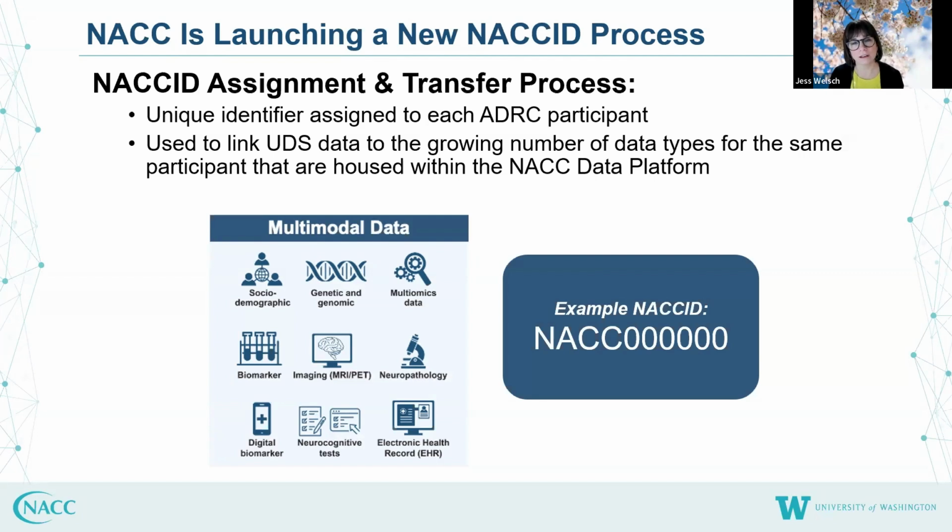So once a participant gets a NACC ID, that NACC ID follows that participant all the way through their participation in the study as well as beyond. And so it never changes. It always stays the same. Even if they transfer centers, they'll have the same NACC ID. And this will be the thing that ties in all the different genomics data, biomarker data, all of that will be tied together at NACC using the NACC ID.